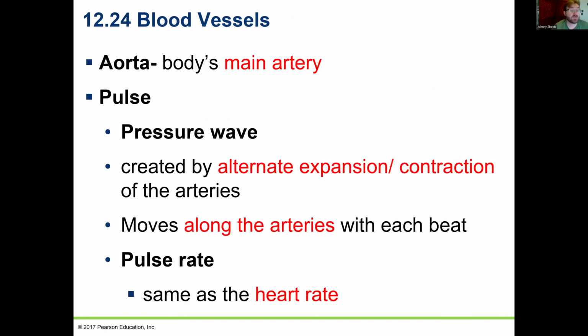Now, the aorta, which is the body's main artery, is going to be at the top of the heart. A pulse is a pressure wave that's created by alternate expansion and contraction of the arteries. This is going to move along the arteries with each beat. Whenever you're taking a pulse, you're going to hear a lub and then a dub. The lub is your heart contracting and the dub is fluid flowing back into your heart as it expands again. Your pulse rate is a synonym for heart rate. Those two are going to be matched. They are referring to the same phenomenon.